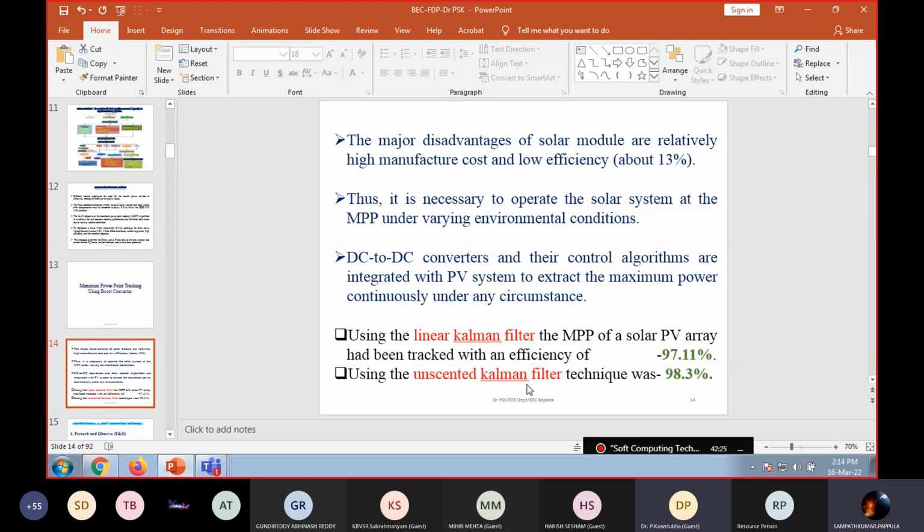It is necessary to operate the solar system at the maximum power point under varying environmental conditions. If I am using PV panels, a renewable source, that is solar energy, the main problem is we don't get the maximum output power from the solar panel. This is the main problem everyone faces. So we need to bring the maximum power from the solar panel. We prefer some controlling techniques to get the maximum power from the solar system.